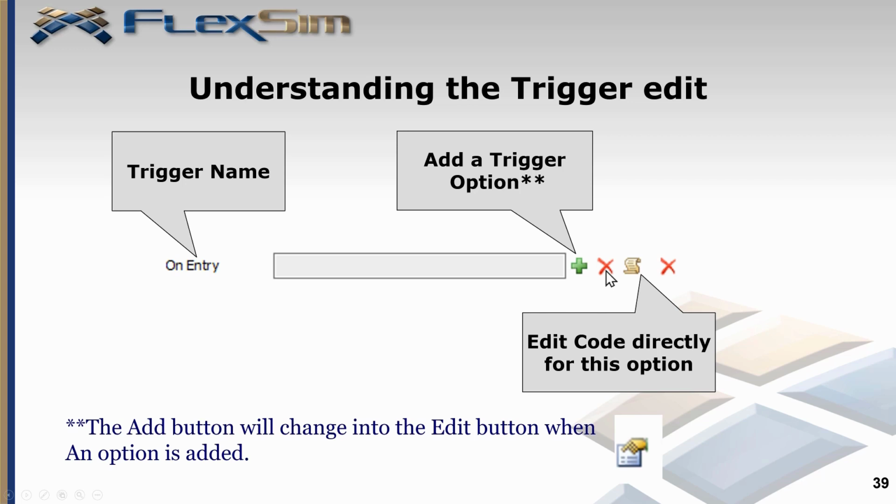This button you click on to delete a trigger option. After having chosen a trigger option, you would click this button here if you want to edit the code directly. And you would click this button here, the final red X to the right, to delete the entire trigger field. Now, after having added a trigger option to a trigger field with the plus button, the plus button will now look like this. It'll turn into an edit button to click to edit the trigger option.